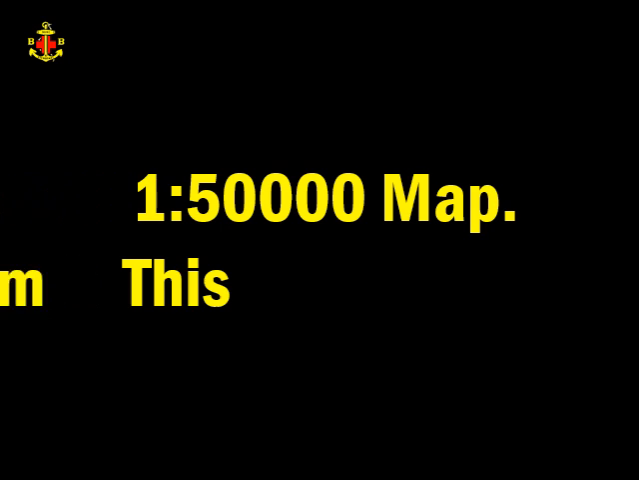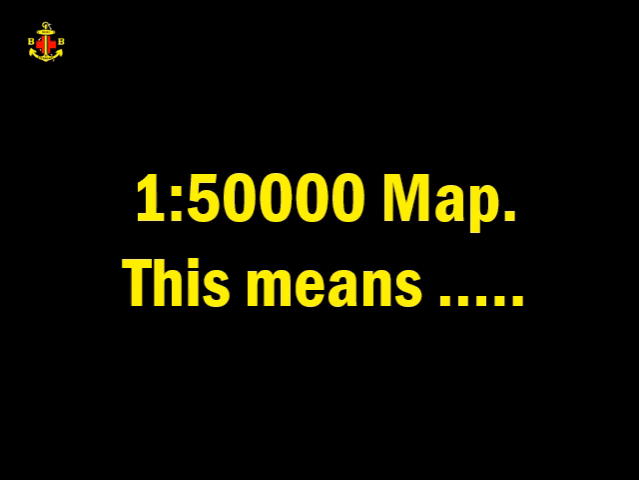Alright, so we're going to be issued the 1:50,000 maps. Okay, what does that mean? Well, 1 cm on the map basically represents 50,000 cm on the ground. That's not very useful, but if you think about it, it basically means that 1 cm represents half a kilometer, which means that the 2 cm square that you see on your map equals a 1 kilometer by 1 kilometer square.